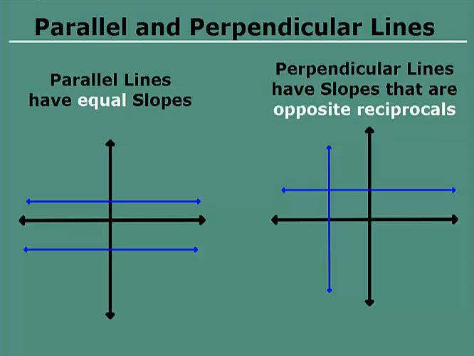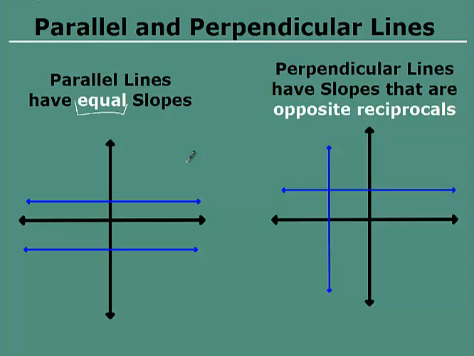Parallel means they never what? They never touch, they never cross. So that means that they have to have the same exact rate of change, right? So you have two lines that are like this, right? And if they never cross, that means that they have to be growing at the exact same rate every step of the way. That's what creates that gap. So for us, we just say parallel lines have equal slopes.